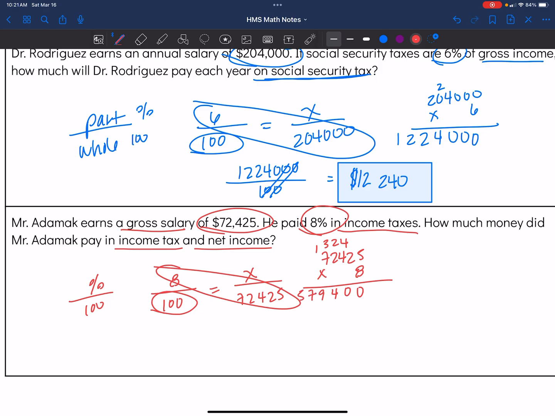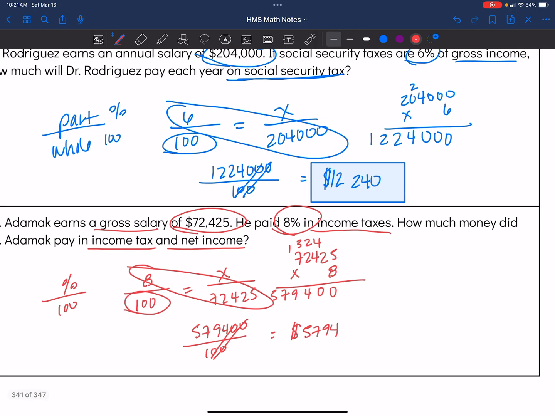Now I'm taking the 579,400 and dividing it by 100, so I can see that my zeros cross out. So this equals $5,794 in taxes. But to find his net income, I will then take his gross and subtract the amount of taxes.